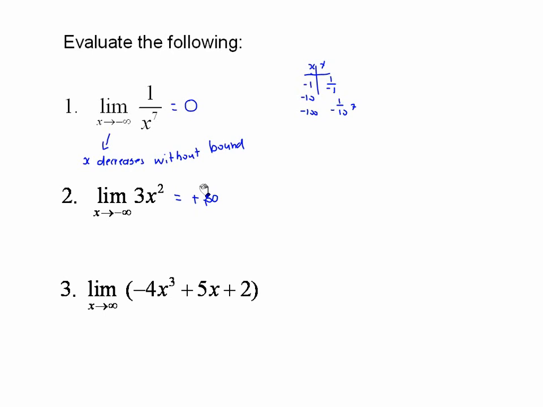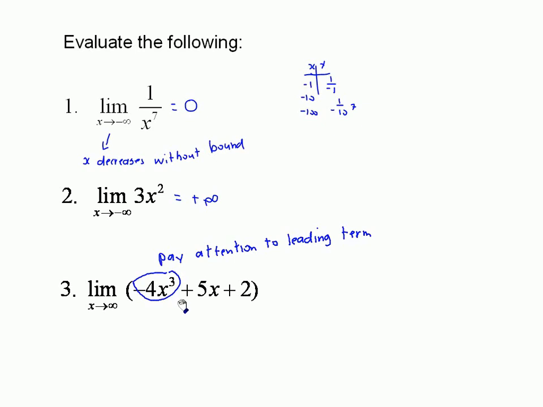Next problem brings up a new issue. We have a cubic polynomial. x is getting bigger and bigger and bigger. The key, pay attention to the leading term. I don't care about the 5x or the 2. I really just care about this first x cubed, because that's the one that's really dictating what's happening with the function.